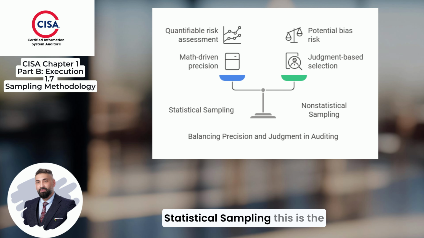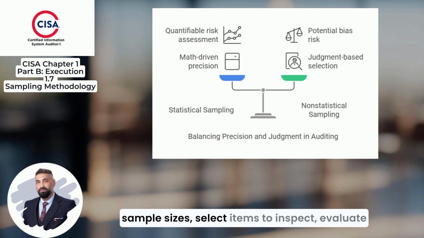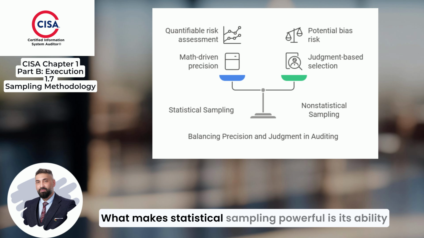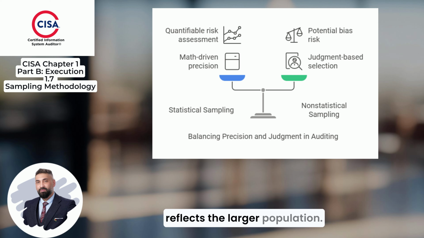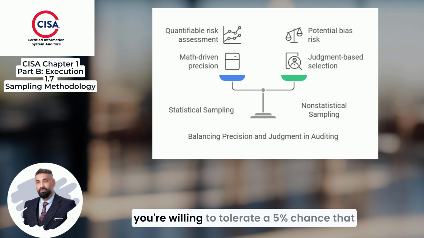1. Statistical sampling. This is the hardcore math-driven approach. Using probability and statistics, auditors calculate precise sample sizes, select items to inspect, evaluate results, and ultimately make conclusions about the population as a whole. What makes statistical sampling powerful is its ability to quantify risk, to express how confident the auditor is in the conclusion drawn. For instance, the confidence coefficient represents the percentage likelihood that the sample reflects the larger population.